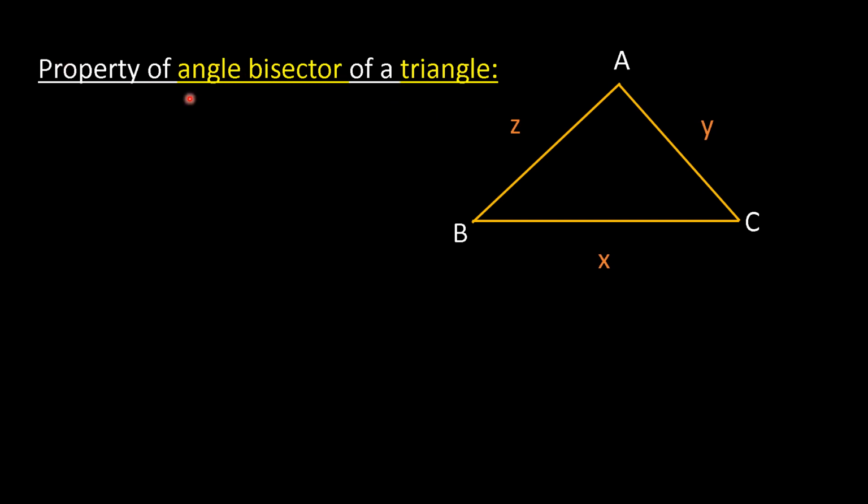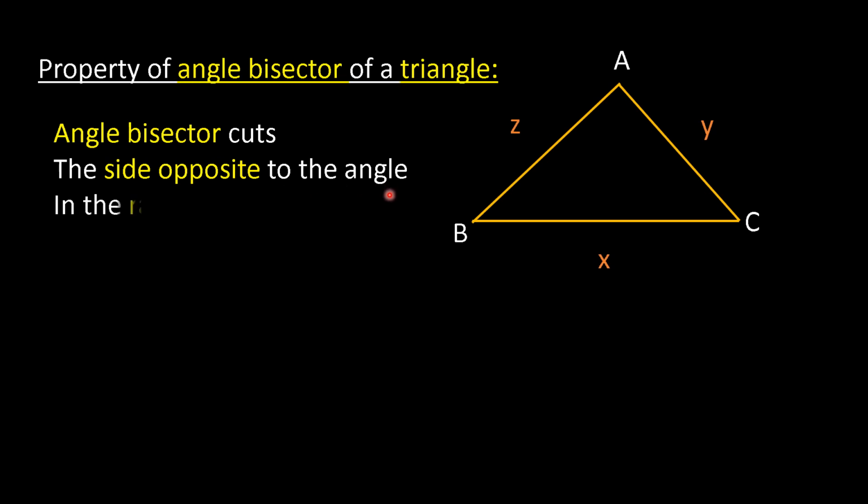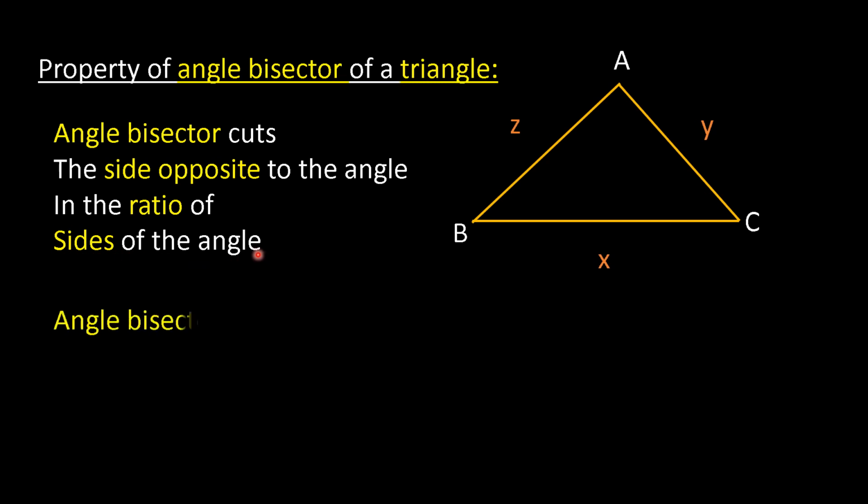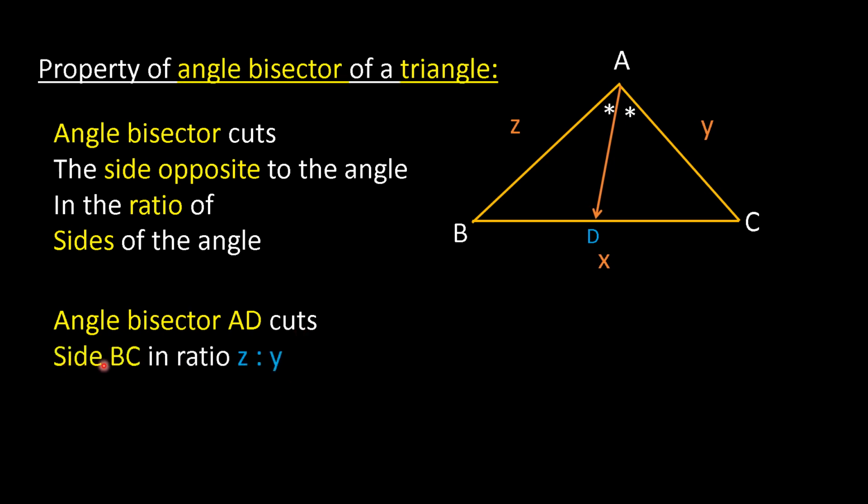The property says that angle bisector cuts the side opposite to the angle in the ratio of the sides of the angle, which means angle bisector AD of angle BAC cuts side BC, which is opposite to angle A, in the ratio Z as to Y, where Z is side AB, Y is side AC.